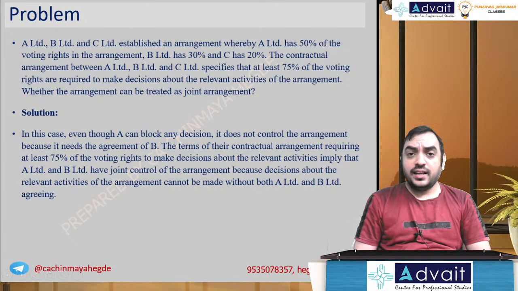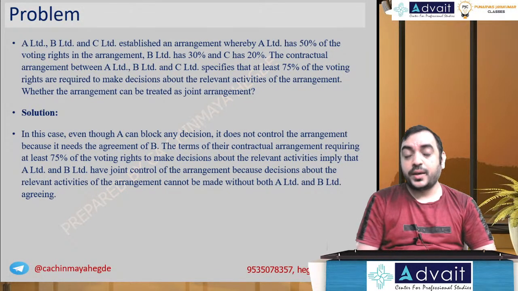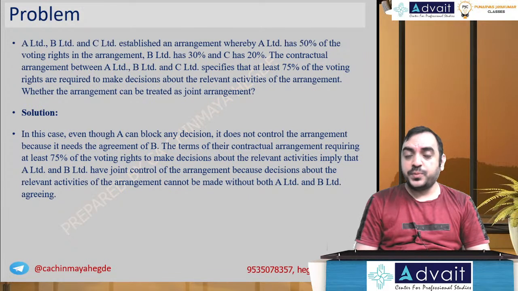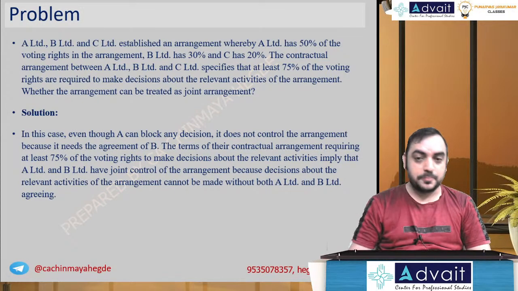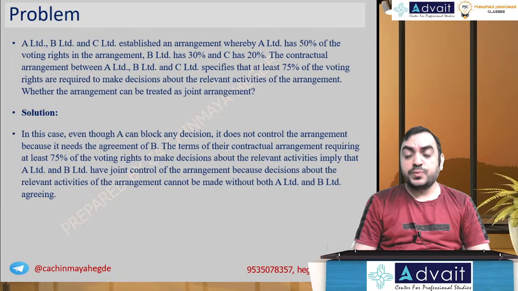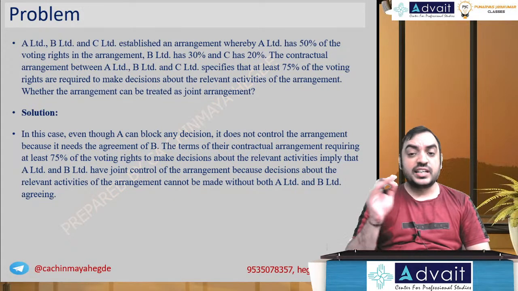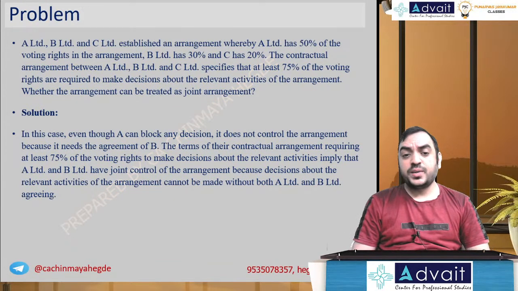Next one, A Limited, B Limited, and C Limited establish an arrangement whereby A Limited has 50% of the voting rights in the arrangement, B Limited has 30%, and C Limited has 20%. So 50, 30, 20. The contractual arrangement between A, B, C specified that at least 75% of the voting rights are required to make a decision about the relevant activities. Whether the arrangement can be treated as joint arrangement.